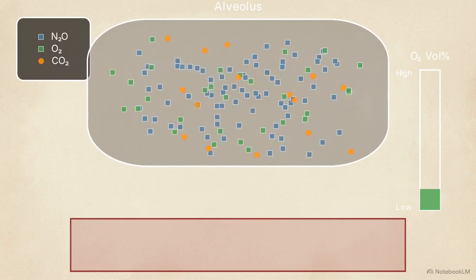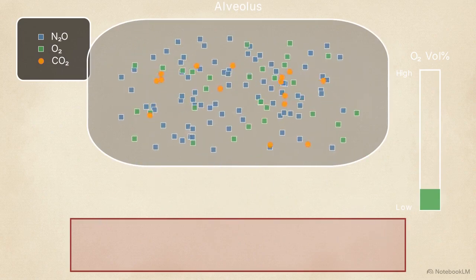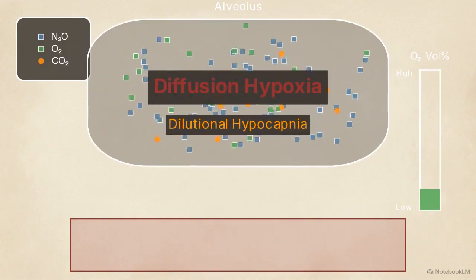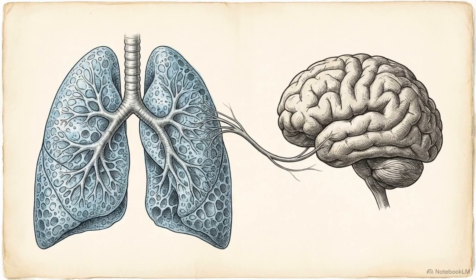This massive influx physically displaces the oxygen inside the alveolus, driving down its concentration and causing a state of diffusion hypoxia. It simultaneously dilutes alveolar carbon dioxide. This dilutional hypocapnia suppresses the patient's respiratory drive at the exact moment they need oxygen the most.